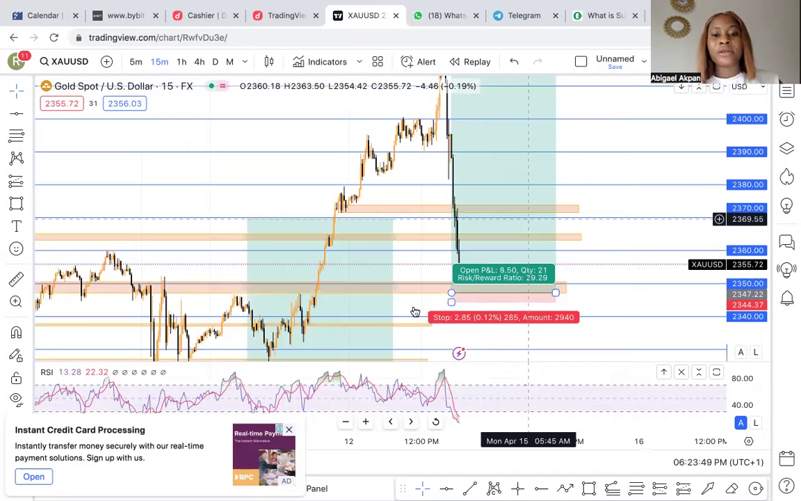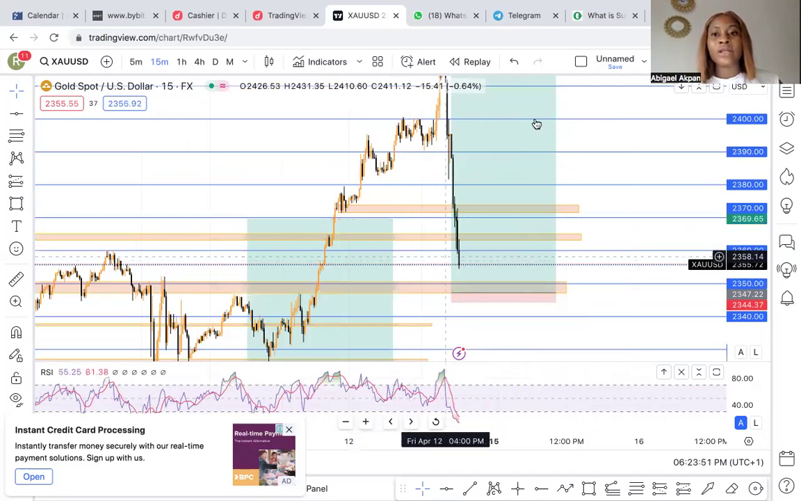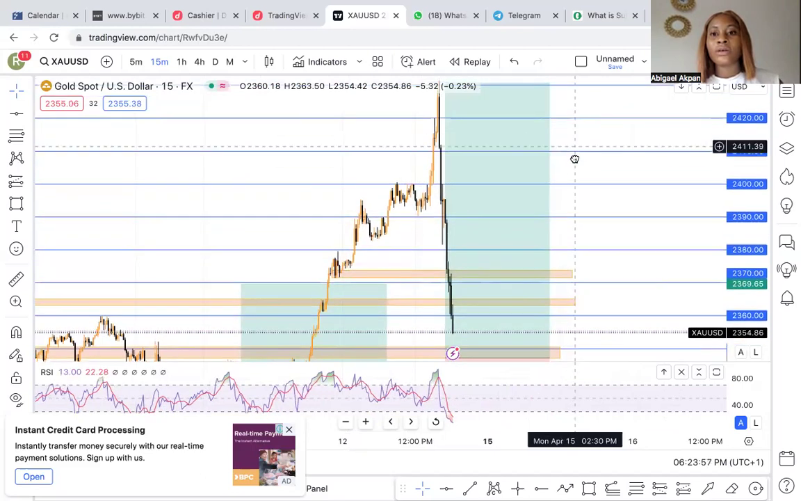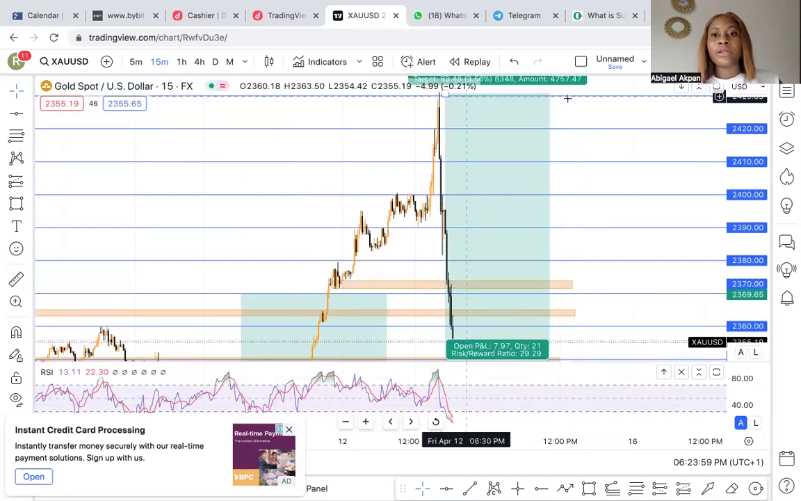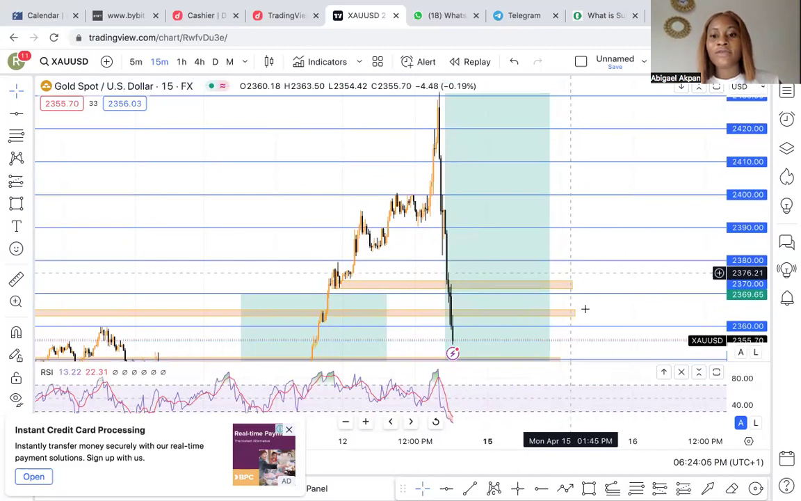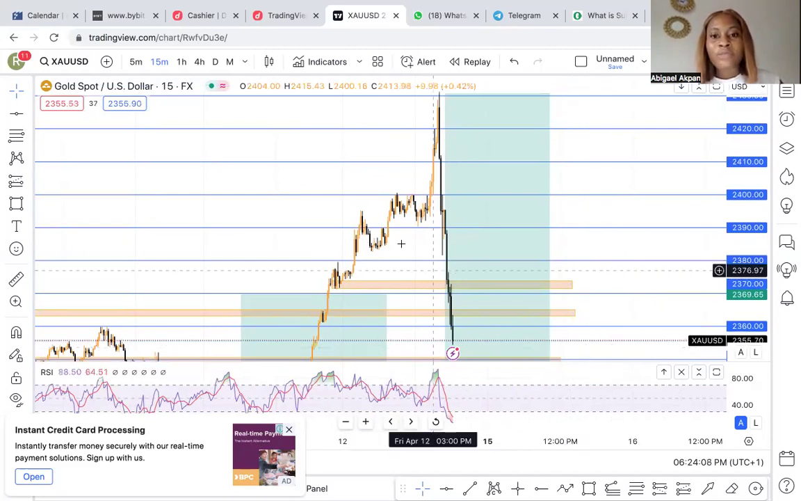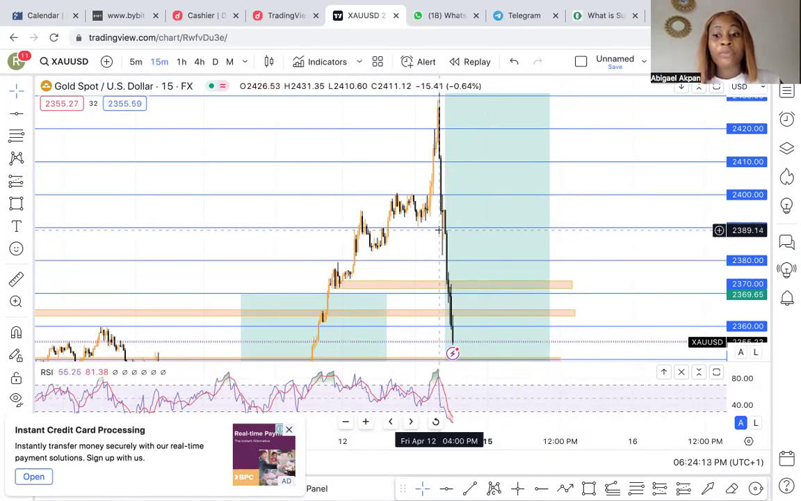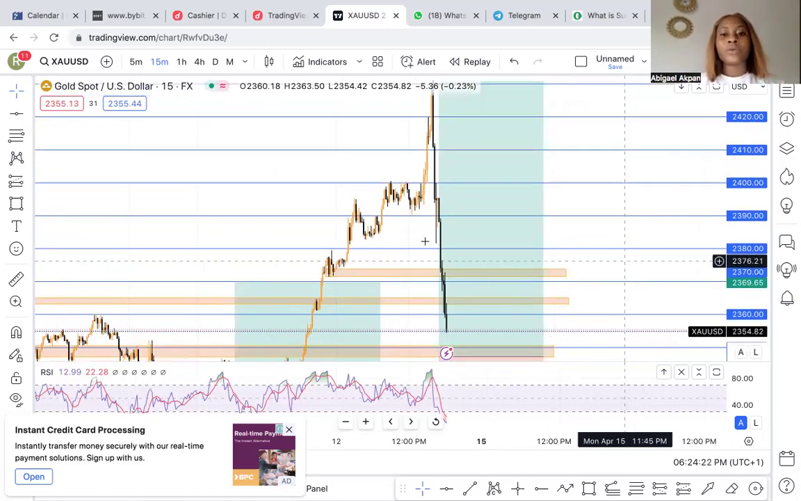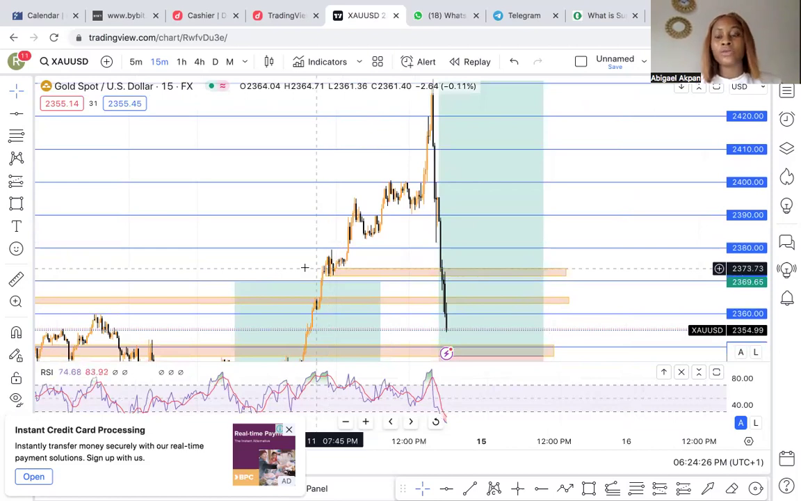But this is crazy. Can't you see? The market actually conquered a lot of pips today. This is 100, 200, 300, 400, 500, 600, 700, 800 within the space of how many hours? Let's see. From 4 p.m. to 6, that's 2 hours. Gold has done almost 800 pips. This is crazy.